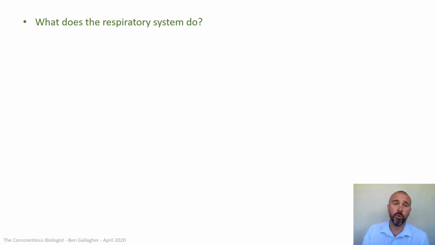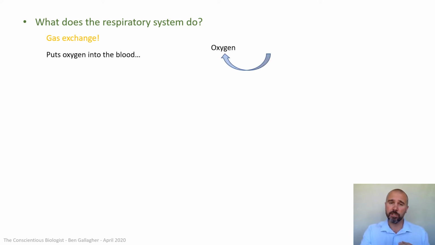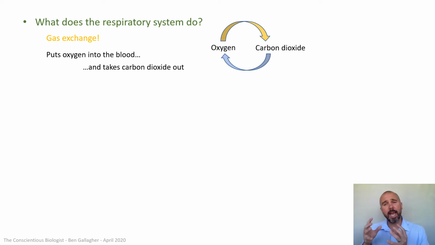So let's start with the simple question of what does the respiratory system do? It's just gas exchange, and that's a key term, gas exchange. The gases being exchanged are oxygen, so the respiratory system has to put oxygen into the blood, and exchange it for carbon dioxide. The carbon dioxide needs to be taken out of the blood, shifted out of the body back into the atmosphere. So you've got this loop of oxygen and carbon dioxide being exchanged for one another.